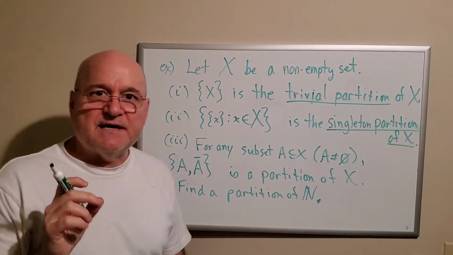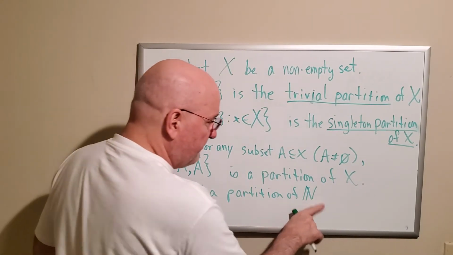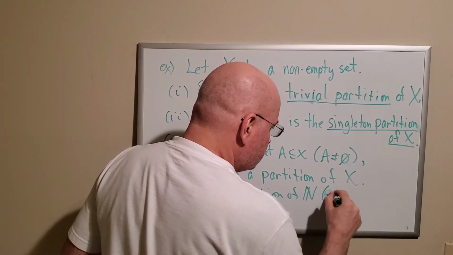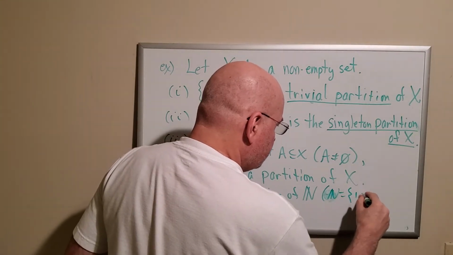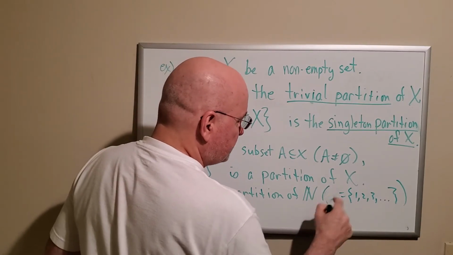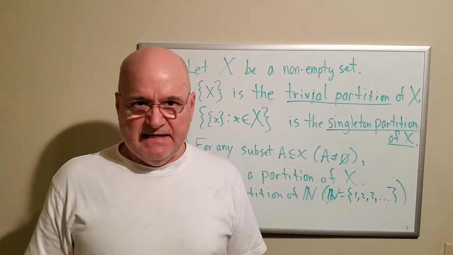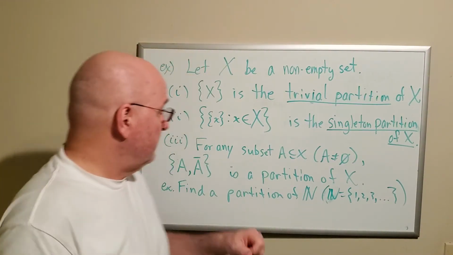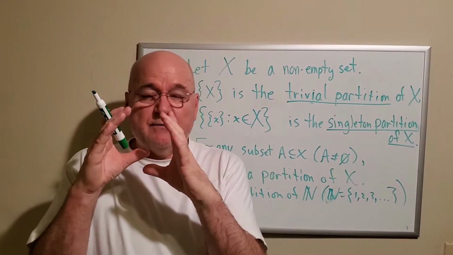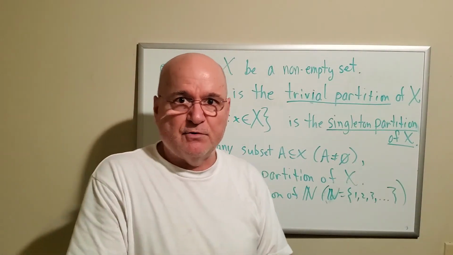So let's do one quick example. Find a partition of the natural numbers. Remember, the natural numbers are 1, 2, 3, and so on. Well, there's an infinite number of partitions you could take. You could take the singleton partition. You could take the set with 1 in it, the set with 2 in it, the set with 3 in it, and so on, and get an infinite number of sets.